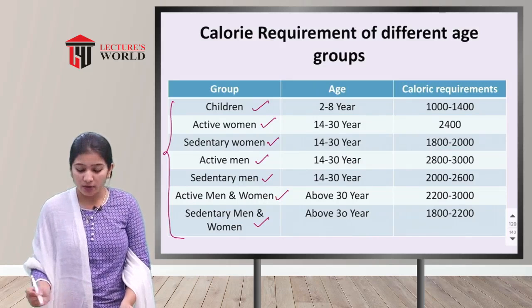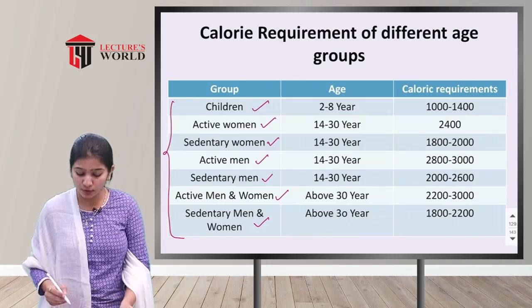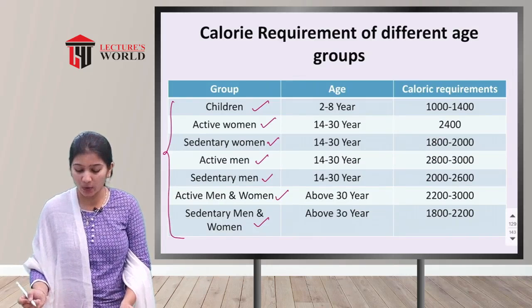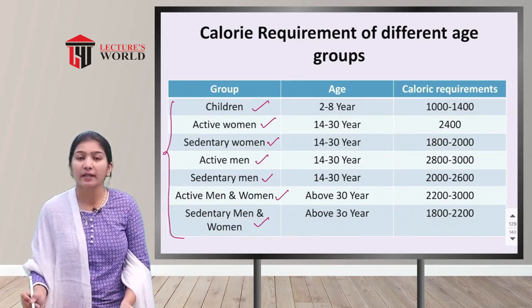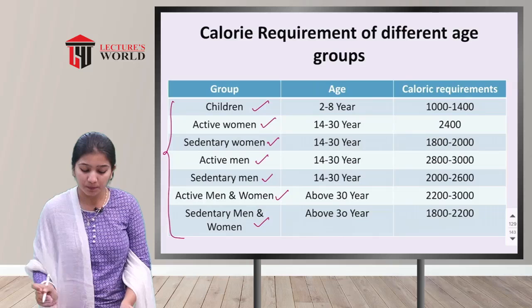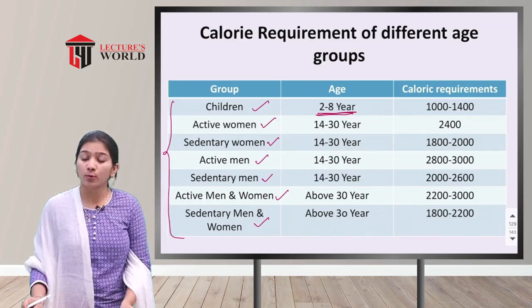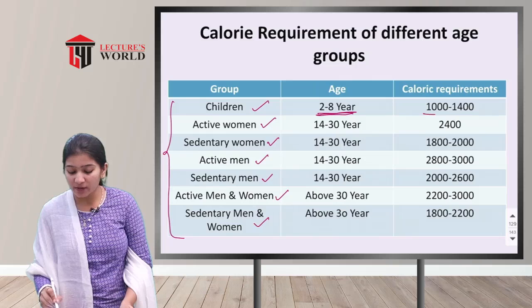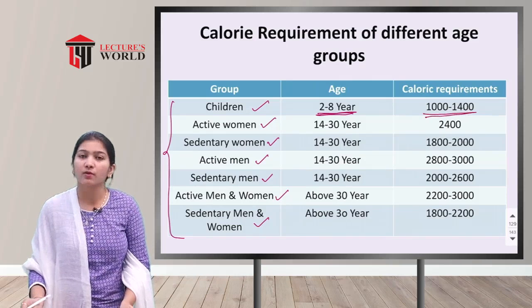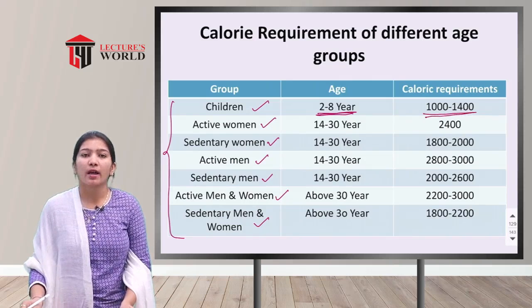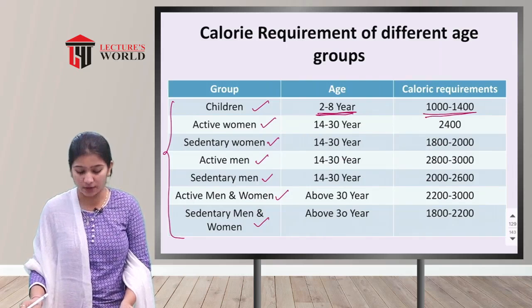Now we will see the age. Here they have mentioned ages from 2 years to 30 years or above. And in the third column they have mentioned the calorie requirement. We will see one by one. Children who are 2 to 8 years old have a calorie requirement of 1000 to 1400. Children of 2 to 8 years should consume food providing 1000 to 1400 calories, or energy.